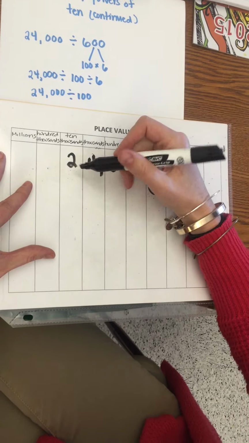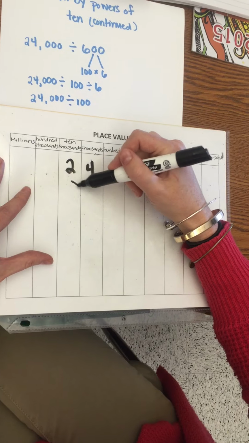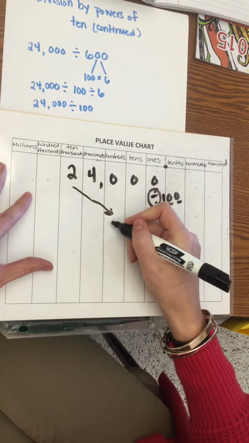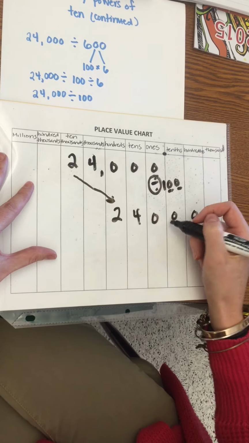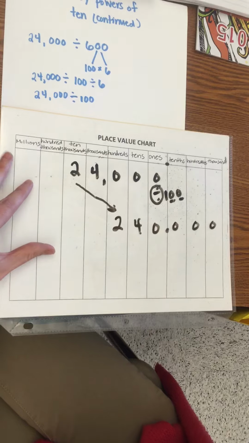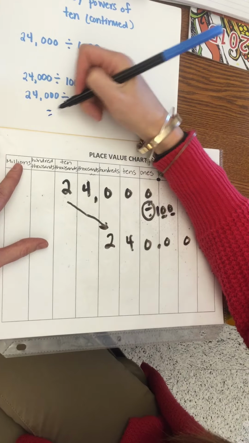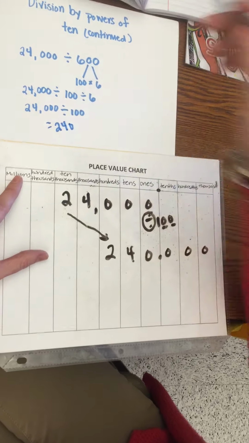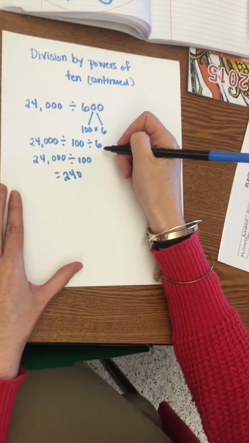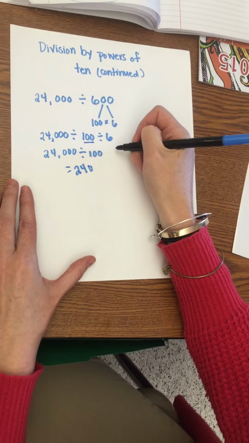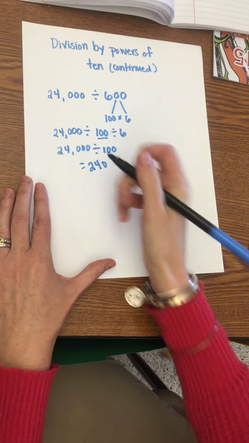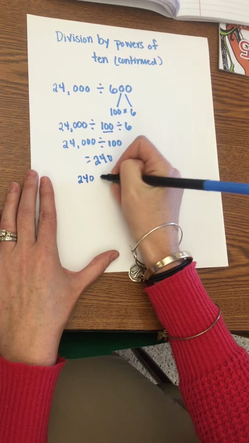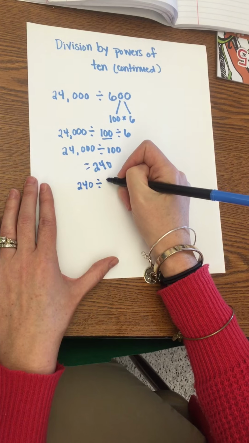So if I'm making 2 shifts to the right, I do that like this, 1, 2. And all my other numbers fall in behind. I bring down my decimal, and I end up with 240. So now I'm not done yet. Since I just divided by 100, now I have to finish the problem by dividing it by 6. So now I have 240 divided by 6.